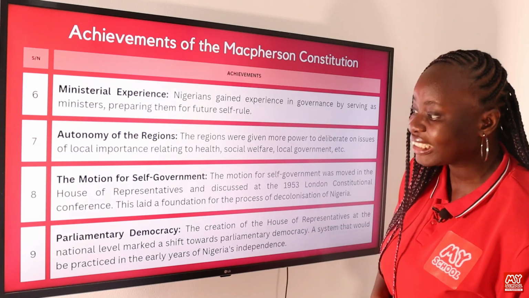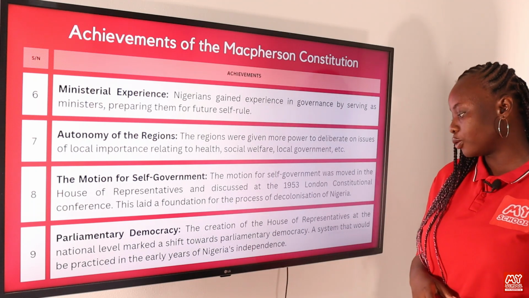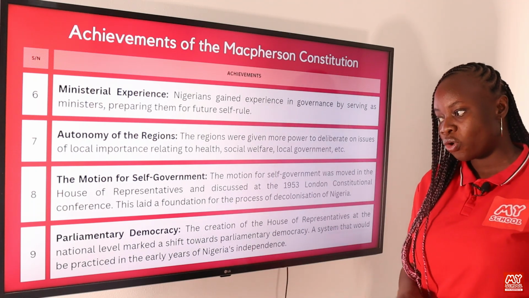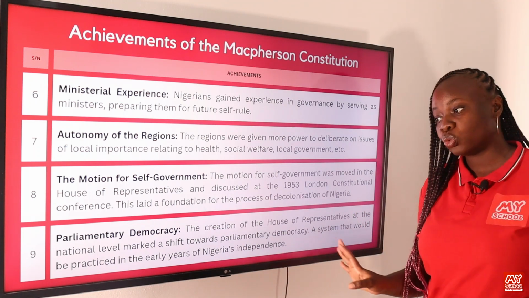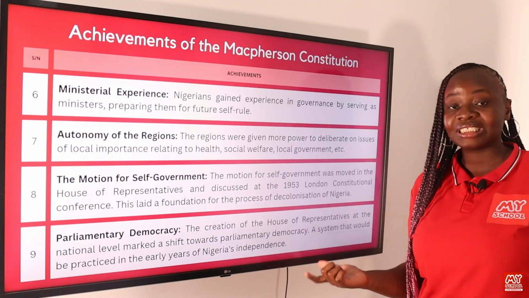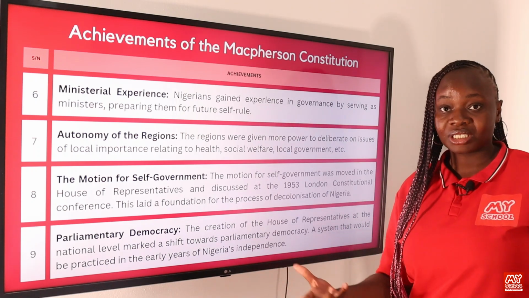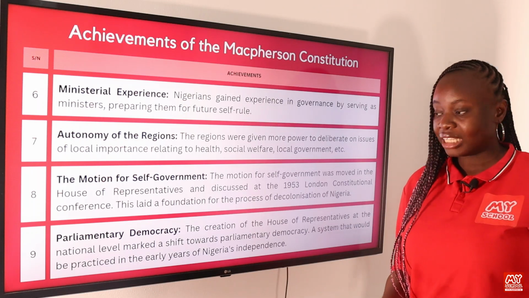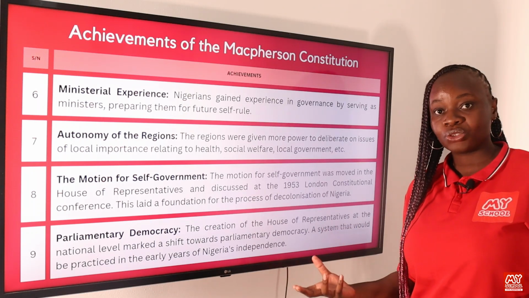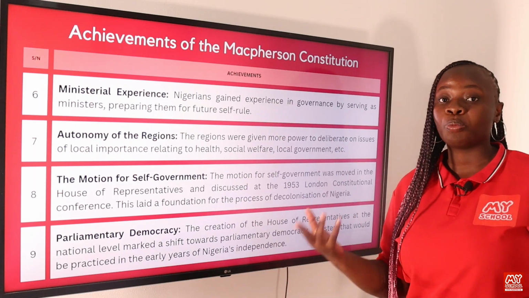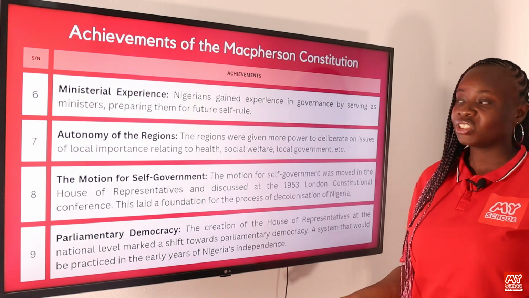Then another achievement is parliamentary democracy. The creation of the House of Representatives at the national level marked a shift towards parliamentary democracy, which was a system that would be practiced in the early years of Nigeria's independence. So when Nigeria gained independence, Nigeria was still practicing a parliamentary system of government. Nigeria still practiced that until 1966, but the reason why they were able to do that was because the Macpherson Constitution gave them the opportunity to learn how the parliamentary democracy should work in the Nigerian society.